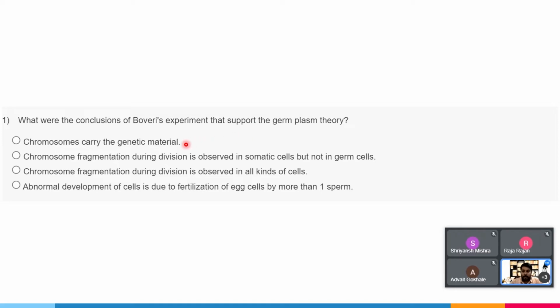The first option is chromosomes carry the genetic material. The second one is chromosome fragmentation during division is observed in somatic cells but not in germ cells. Chromosome fragmentation during division is observed in all kinds of cells. And finally, abnormal development of cells is due to fertilization of egg cells by more than one cell. So this is also a single-answer type of question, so we have only one answer correct. So please go ahead and try and answer the question. Which conclusion of Boveri's experiment supports the germplasm theory?